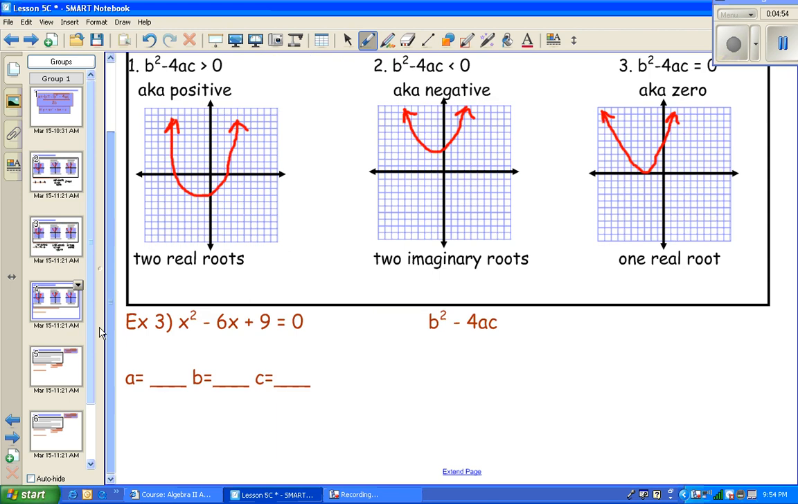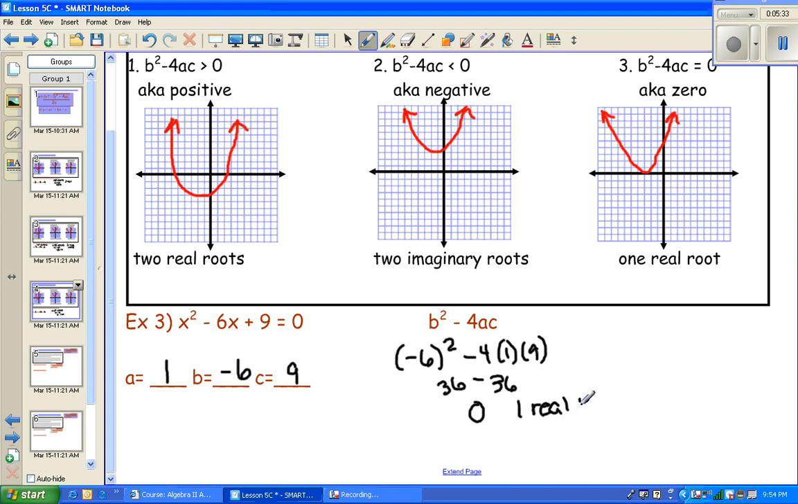Okay. So if you look at our third example, it's in standard form. Your a value would be 1, your b value is -6, and your c value is 9. You take those values, you plug them in, you have -6 squared minus 4 times 1 times 9. -6 squared leaves you with a positive 36, minus 4 times 1 times 9 gives you a 36. So this is a case where your discriminant is 0, which means you're going to have one real root.